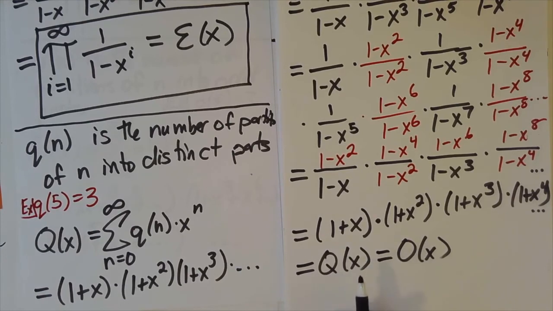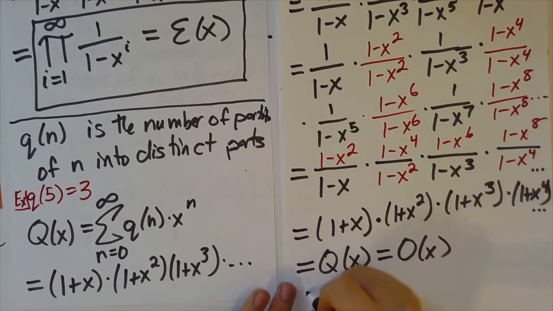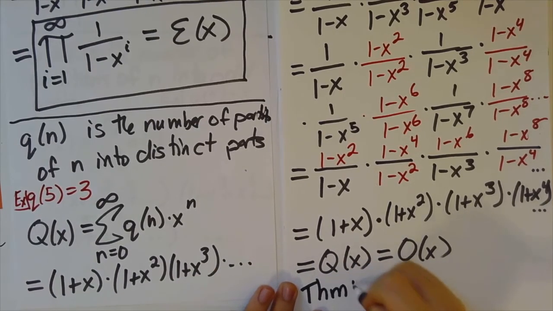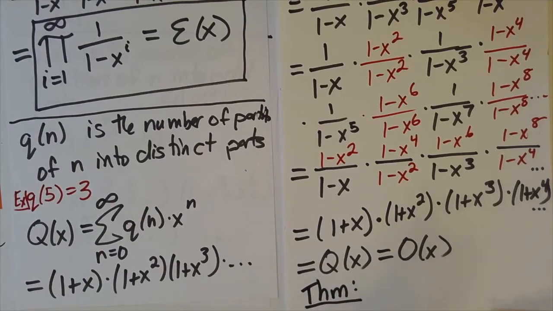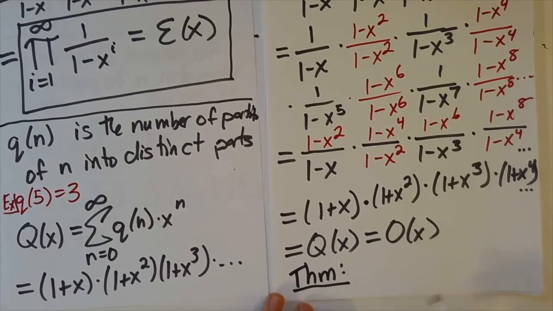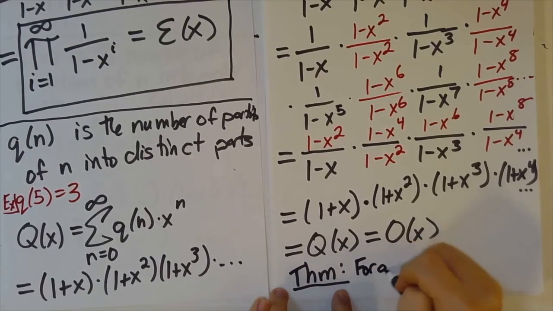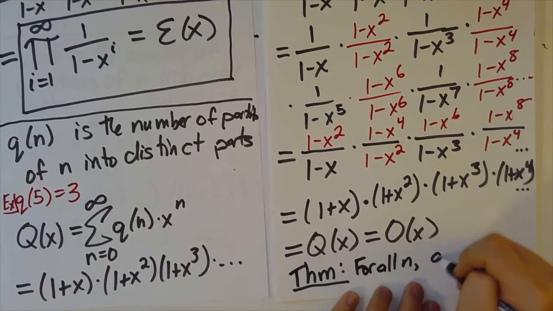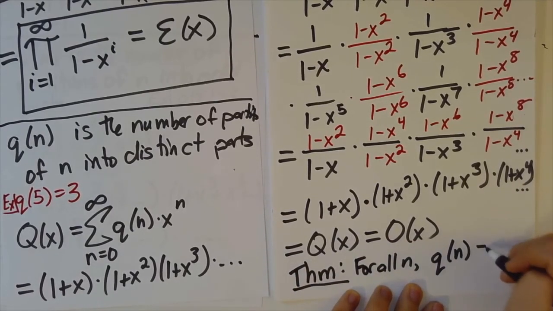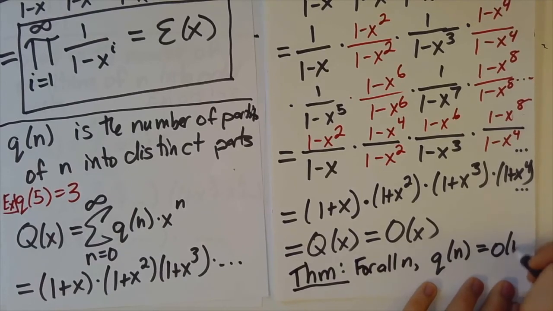And what does that mean? That means that for every n, the number of partitions of n into odd parts is the same as the number of partitions of n into distinct parts. And so we've actually given here a completely different proof of a result that we did give a combinatorial proof of in class, by the way, that for all n, this thing I called q of n is exactly equal to O of n.